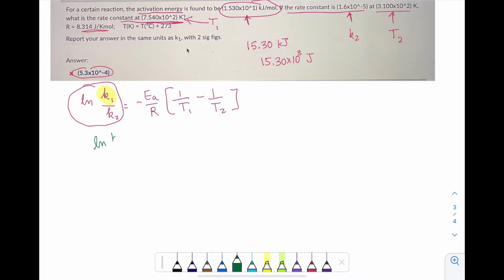So the log of K1 over K2 is equal to the negative of 15.3 times 10 to the third divided by 8.314. Let's make sure I get my T's right. They're already in Kelvin, or else I would have to change them. T1 is 7.540 times 10 to the 2, so that would be 754 Kelvin, minus T2, 3.100 times 10 to the 2, so that's 310 Kelvin.